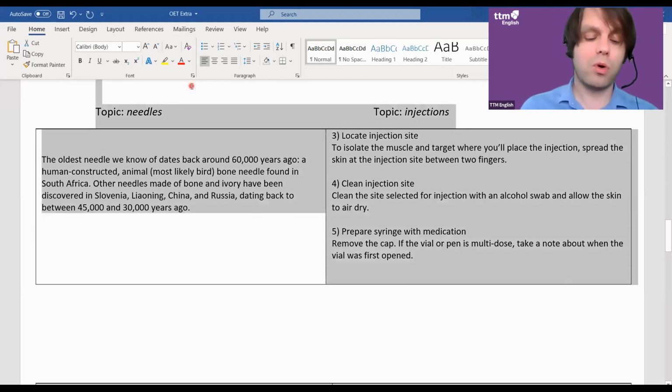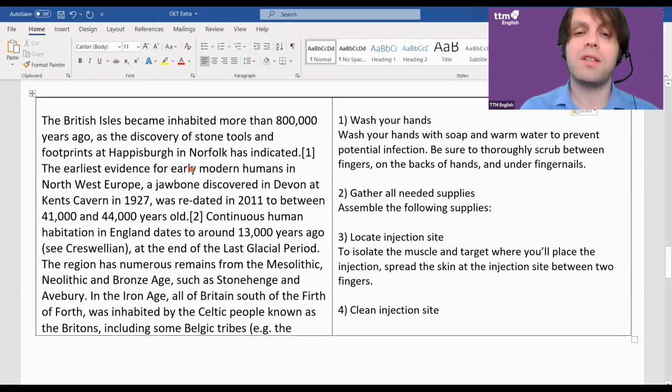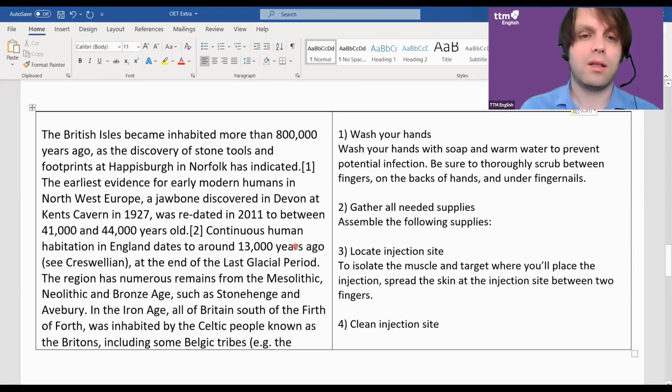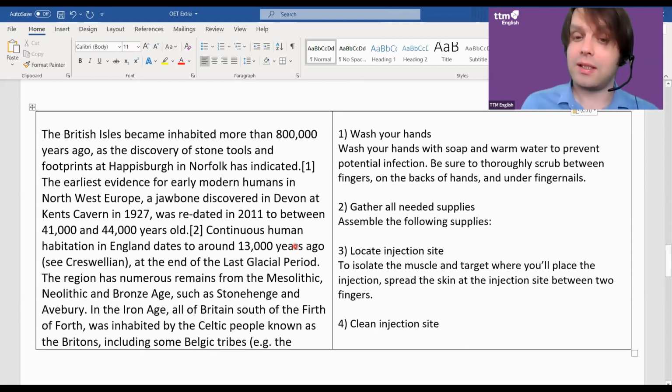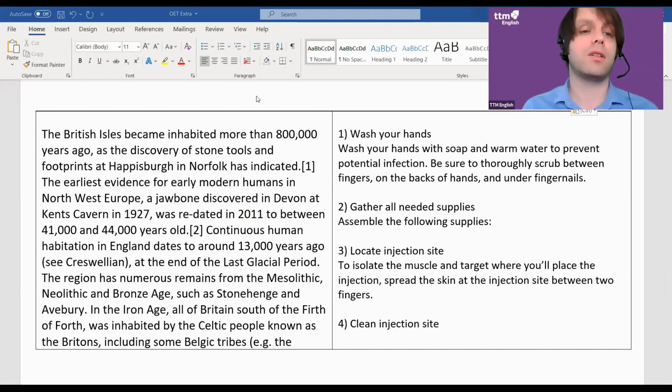So I'm going to show you some more text now, and guys, you could tell me, please, what is the function of these two texts? Come on, isn't it the same or different? Different. What's the function of this one?